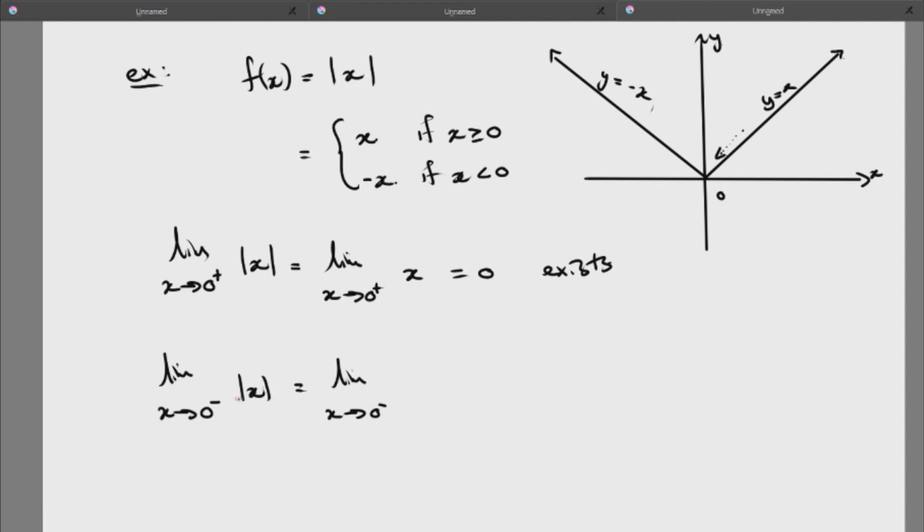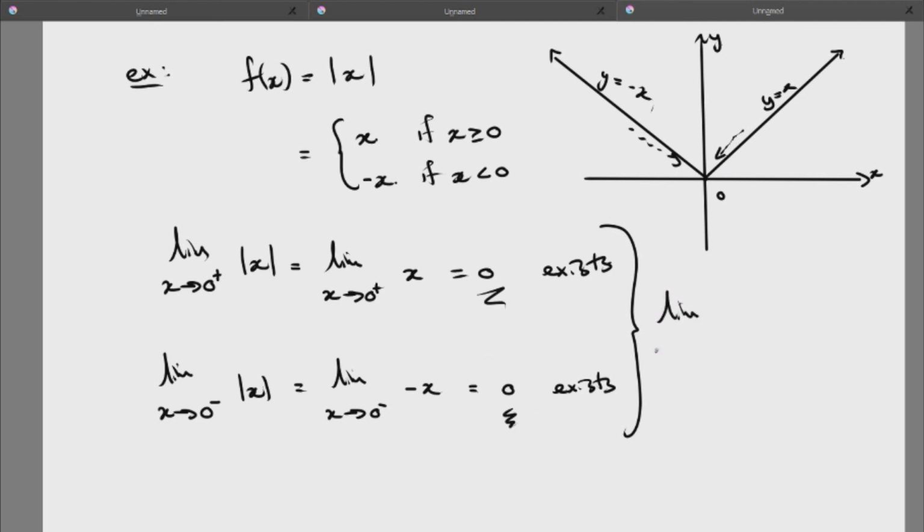So I can replace the absolute value of x with negative x. But that still is going to approach 0, which makes sense because if I'm walking towards 0 from the other side, I'm still going to the same y value of 0. So I can now, in a sense, combine these two to say, well, the behavior as I'm walking towards x equal to 0 from either side is exactly the same.